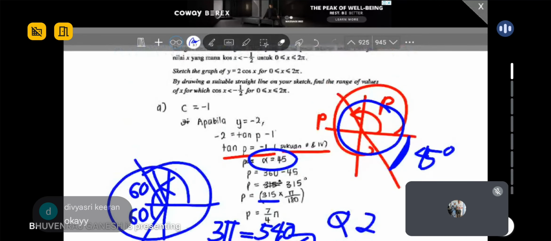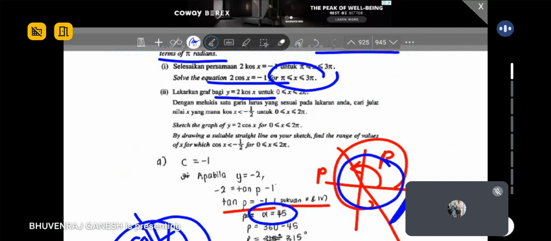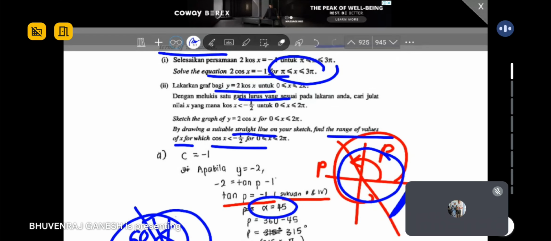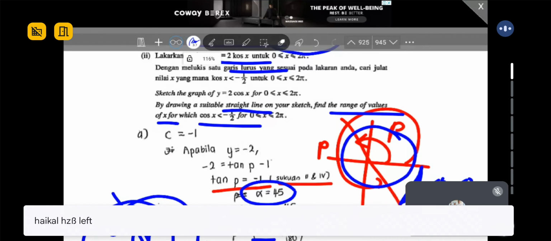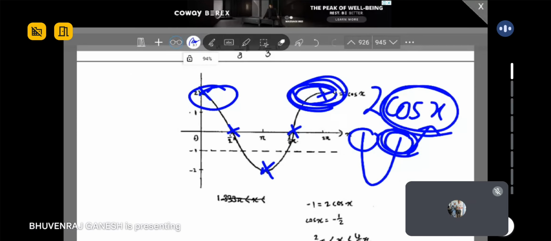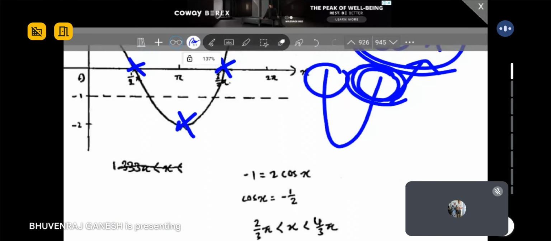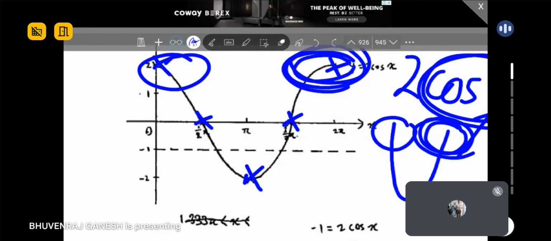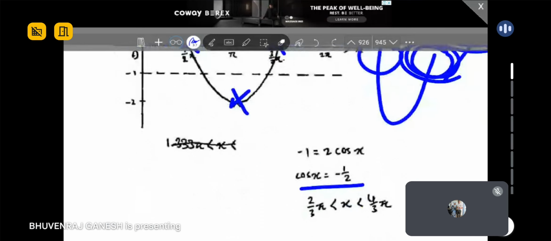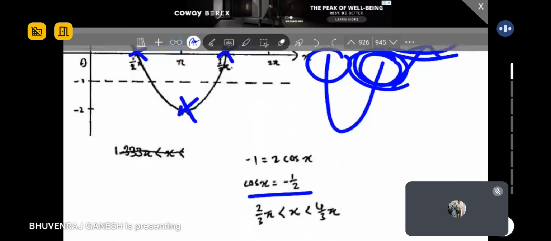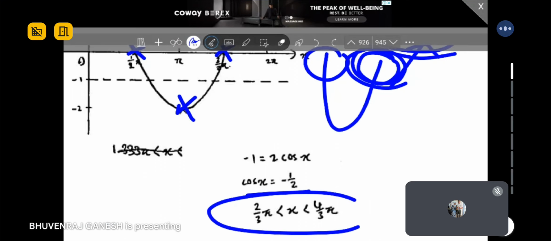Alright, so the next part, they ask you to draw a straight line, guys. So what is the straight line? They want the range of values of x. Cari julat nilai x when cos x is less than negative half. So your working is something like this. This is your equation. Am I right? So cos x equal to negative 1 over 2. You just need to plot on your graph, and then you can solve for the value of x. Selesaikan untuk nilai x. So your range will be in between these two answers. Can get it?